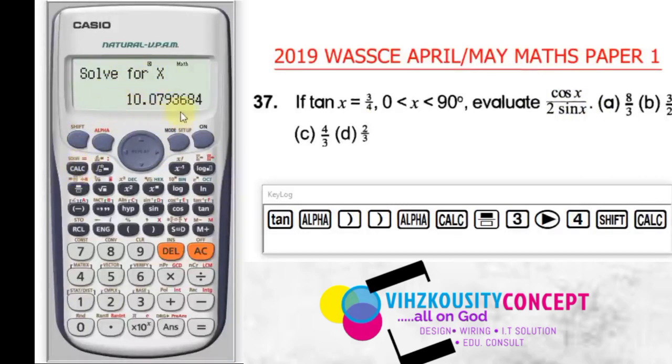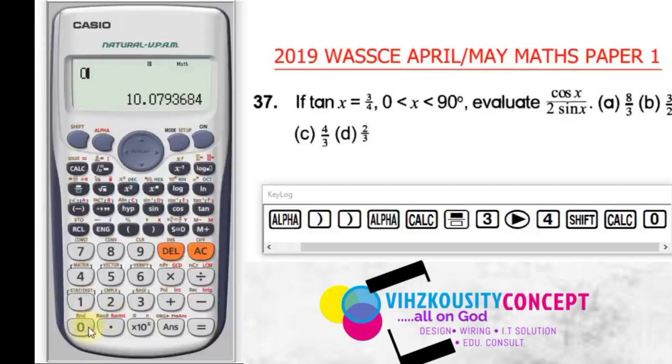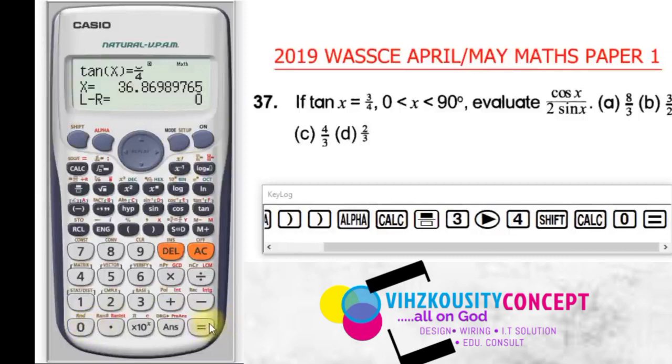This is the initial value for x that we have been using in our calculation, but I want the iteration to start from 0. Then I can press equal to, and here it is giving me that the value for x is 36.86989765 degrees. Now, that is okay by me. I'm not going to do anything to x.